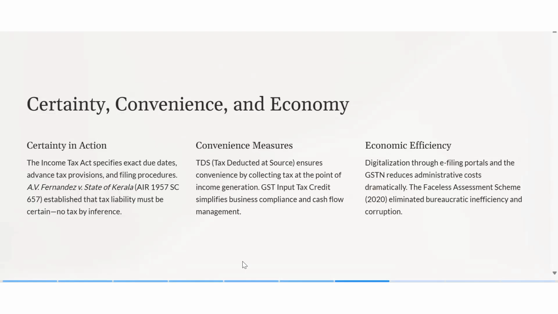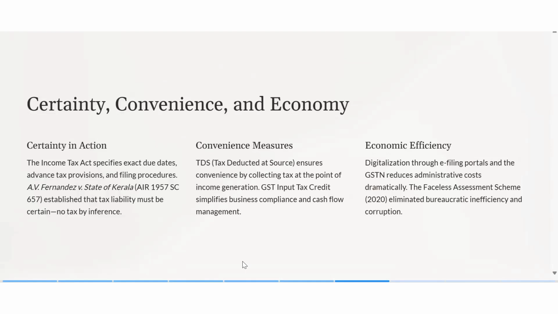No tax by inference means no taking of any guess; there must be certainty in everything when it comes to amount, dates, collection, and procedure definitely. Convenience measures: TDS, tax deducted at source, ensures convenience by collecting tax at the point of income generation. GST input tax credit simplifies business compliance and cash flow management. That is an example of convenience measures.